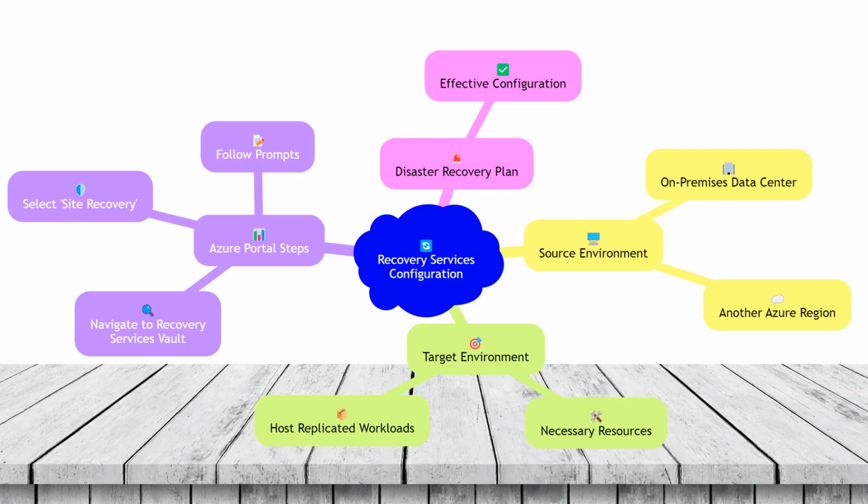After creating the Recovery Services Vault, the next step is to configure the source and target environments. The source environment is where your primary workloads are running, and the target environment is where they will be replicated. In the Azure portal, navigate to the Recovery Services Vault and select Site Recovery. Follow the prompts to specify the source environment, which could be an on-premises data center or another Azure region. Then, configure the target environment, ensuring that it has the necessary resources to host the replicated workloads. This step is crucial for ensuring that your disaster recovery plan is effective.